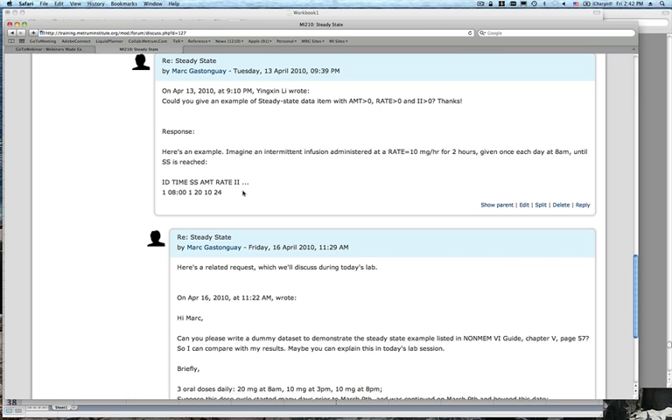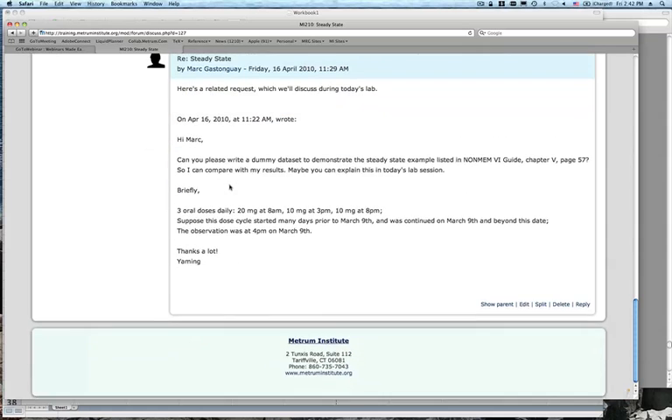I know the steady state infusion example that I gave in the class gave us an amount equal to 0. That's because it was a constant rate infusion. It's not an intermittent infusion. And in that case, the amount of dose doesn't really matter. What matters is the input rate. Okay. So there's some good questions there.